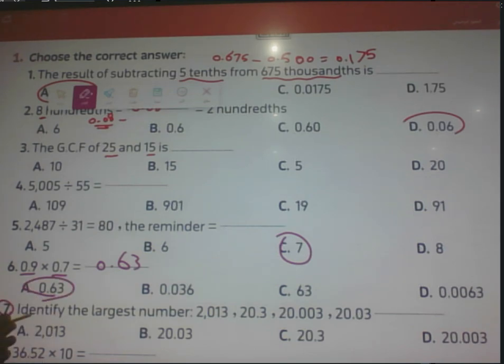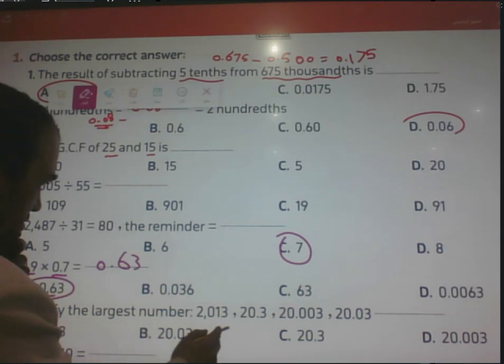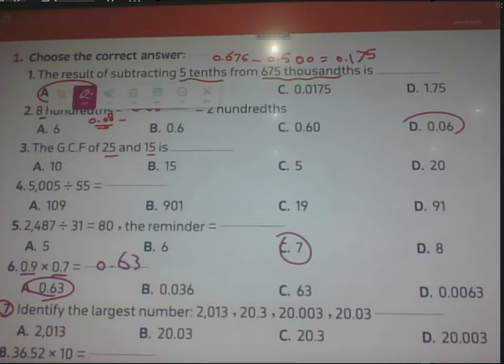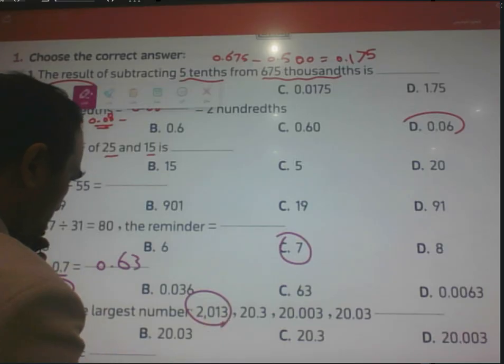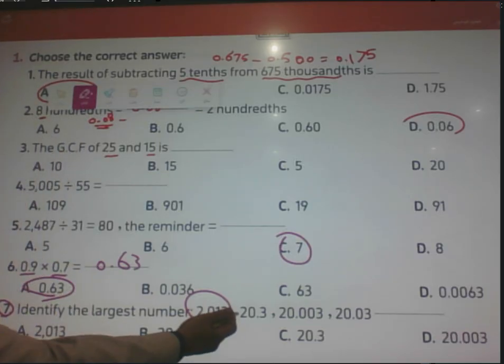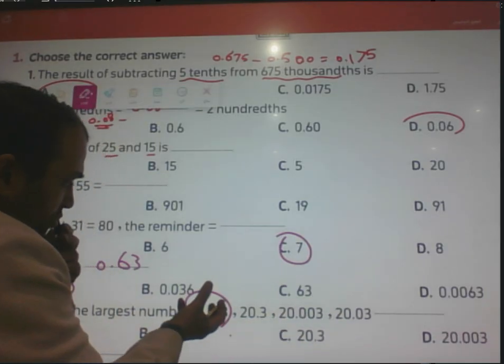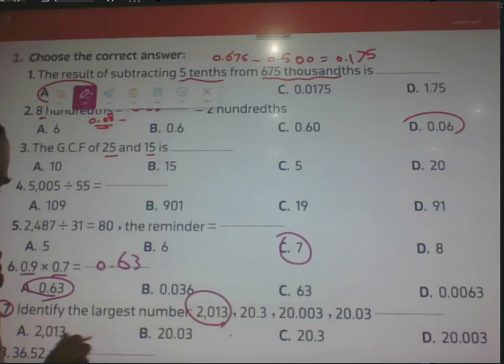Number 7. Identify the largest number here. Where is the largest number? We have 2013, but we have here a decimal number, and this decimal and this decimal. This whole number, 2013, is the greatest. We find the largest number here.